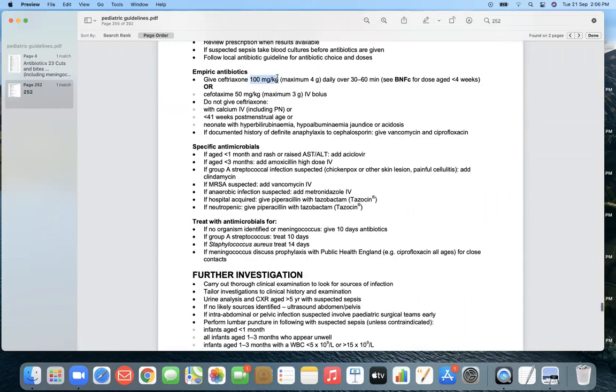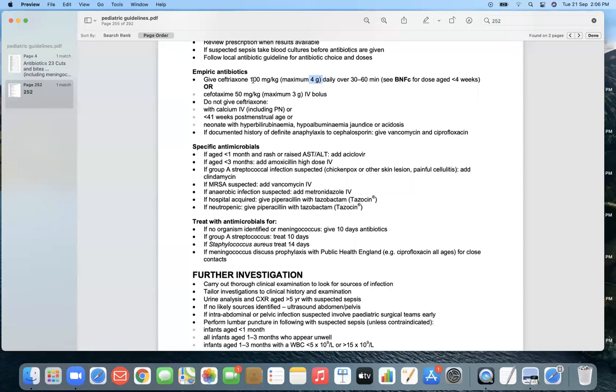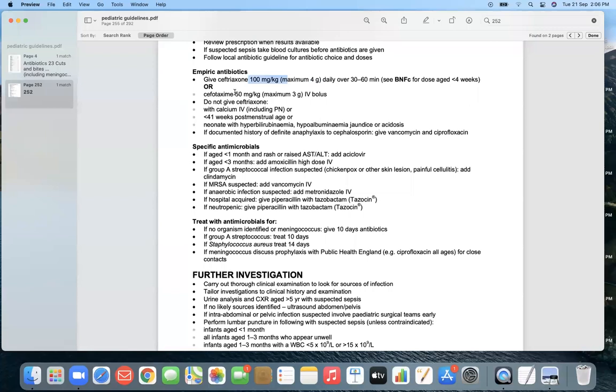Ceftriaxone again in high dose, 100 mg per kg daily over 30 to 60 minutes. Maximum dose depending upon the weight of your child will be 4 grams in these sepsis cases. Otherwise, it will be 2 grams, right? Normally it is 2 grams, but in cases of sepsis, it can be considered up to 4 grams or 100 mg per kg. Similarly, cefotaxime 50 mg per kg, maximum is 3 grams and it will be IV bolus.